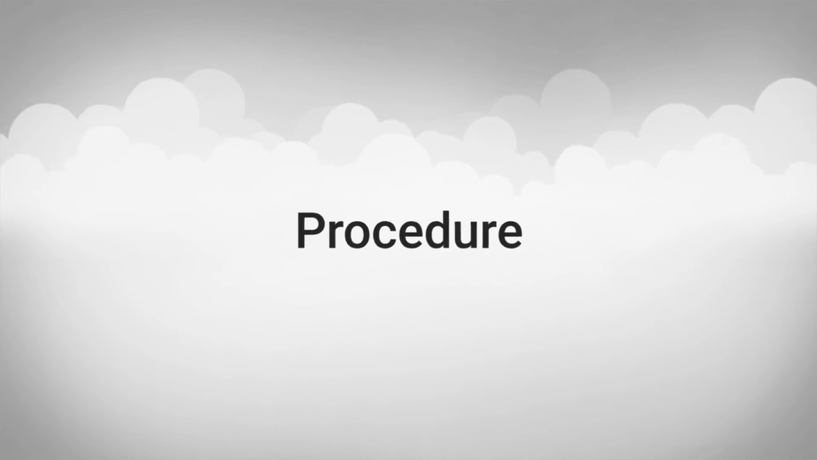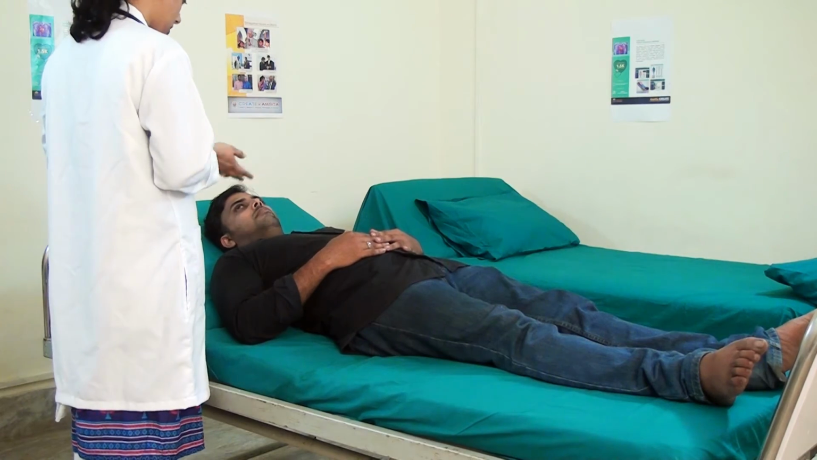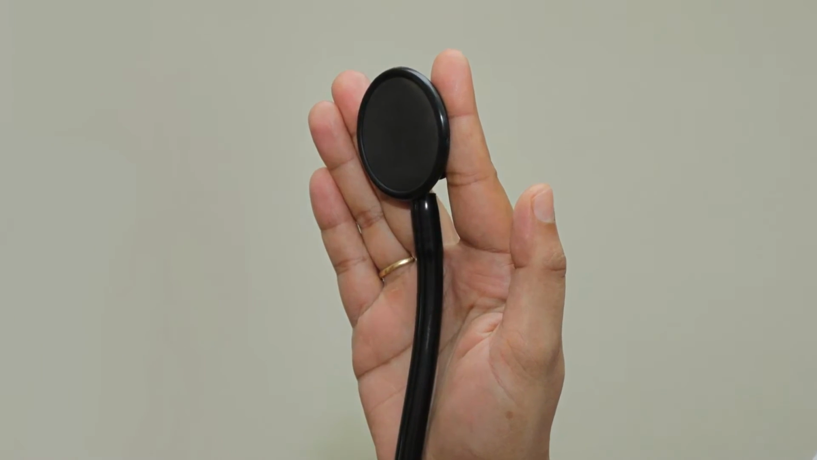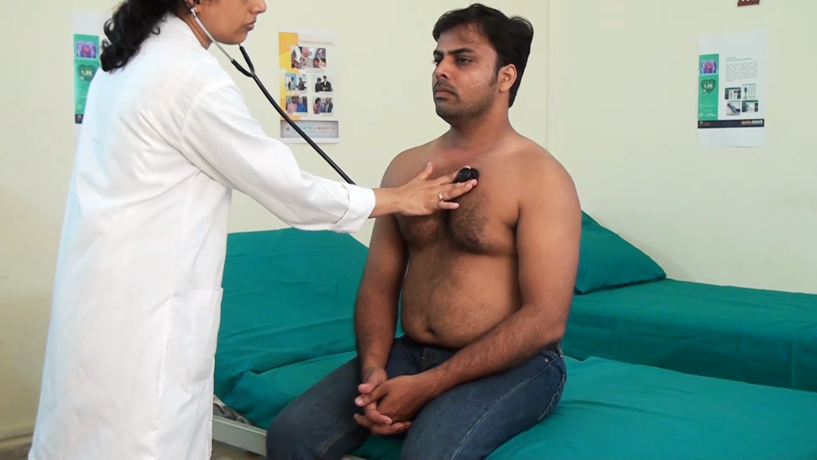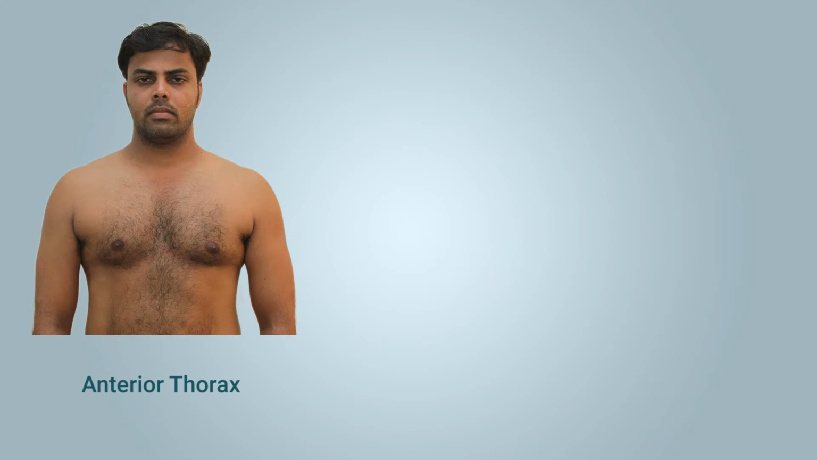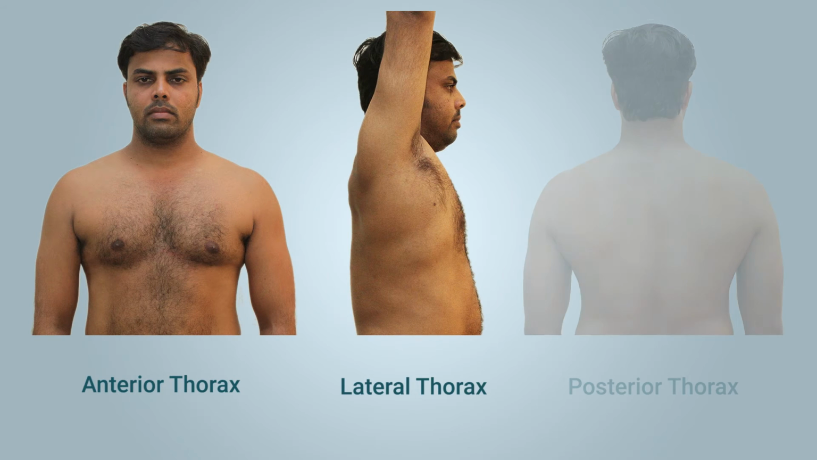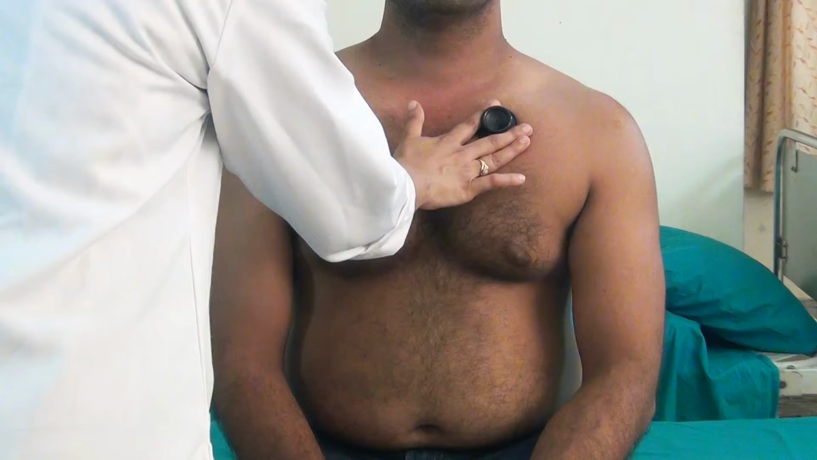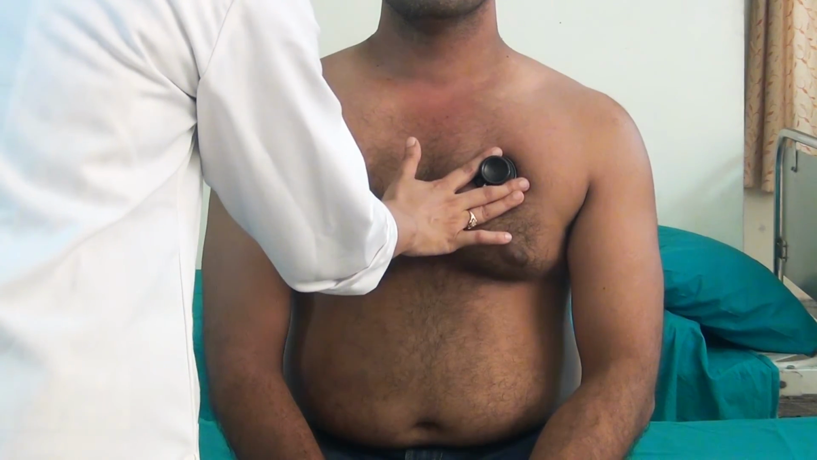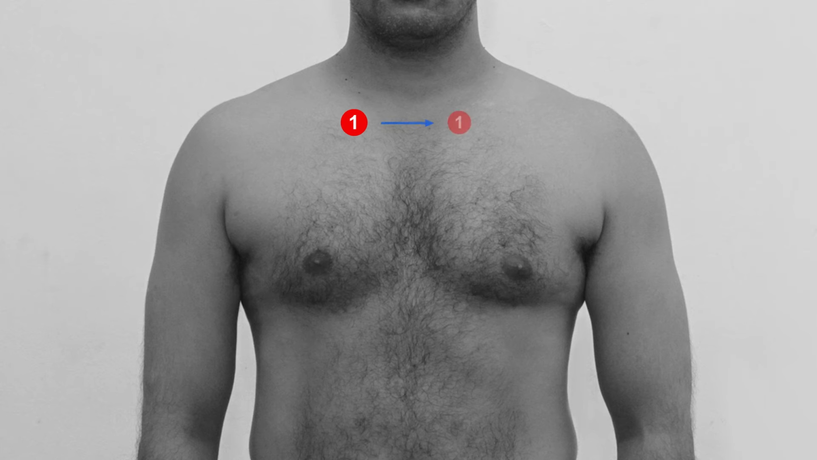Procedure. Introduce yourself and confirm the patient's identity. Explain what is going to take place and ask for consent. Auscultation of the chest is generally done with the stethoscope diaphragm and is ideally performed in a quiet room with the patient either sitting or standing. Listen to the anterior, lateral and posterior thorax. Comparing one side to the other is a helpful maneuver to identify the patient's normal.